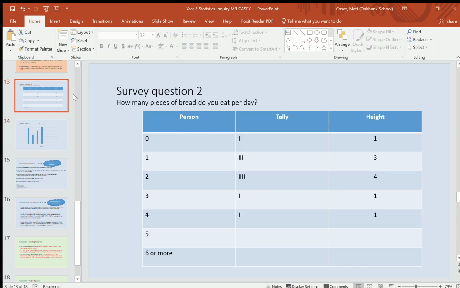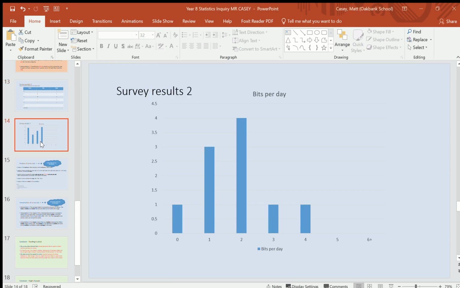How many bits? So how many people eat 0 bits of bread per day? Only one person. So 1. How many people eat 1 piece? 3. How many people eat 2 bits? 4. And then eat 3, 1, and then 4, 1. Nobody eats 5 or 6 or more bits of bread. Let's go back. That's what that looks like.